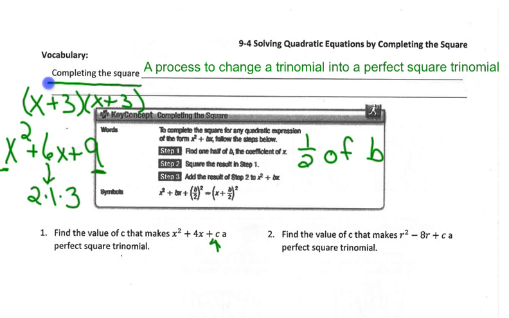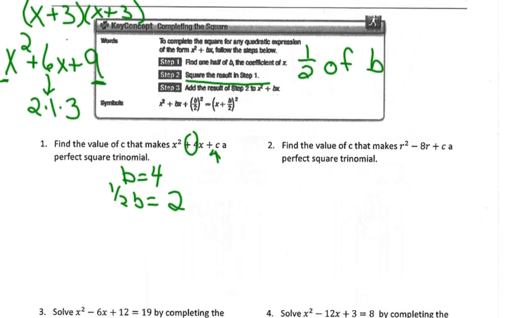I know b is 4. That's this number right here. I'm going to take half of it, so half of b is going to be 2. Then I'm going to square it. So I'm really going to do half of b, squared. Now you don't have to write this all out, I'm just trying to show you where we got those numbers. So if half of b is 2, then 2 squared is 4.